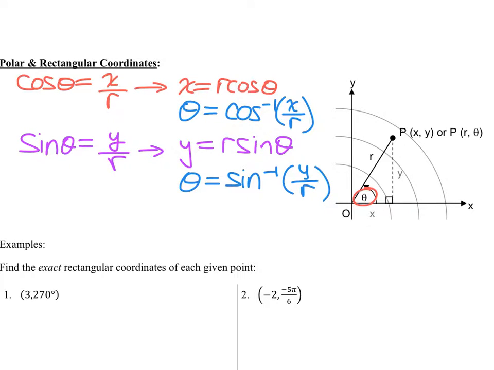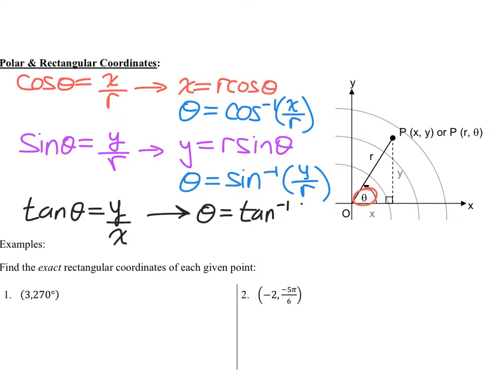And while we're here, might as well throw a tangent in there. Tangent theta is equal to y over x, opposite over adjacent. Now I could solve that for x or y, but it's not really going to advance the plot. The only meaningful one it gives me is that inverse tangent of y over x is equal to theta, or theta is equal to the inverse tangent of y over x.